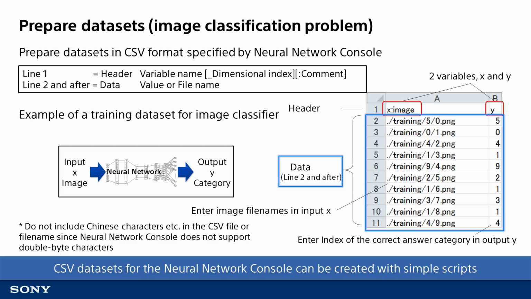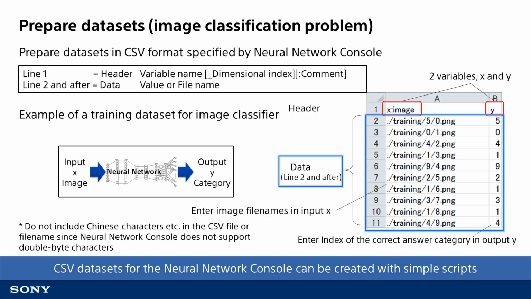For an image classification dataset, enter image file names in column A as variable X and the index of image categories in column B as variable Y. You can use either relative paths from the dataset CSV file or absolute paths for image file names. Supported image file formats include the common formats such as bitmap, JPEG, PNG, and TIFF.